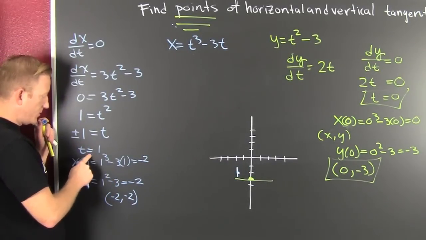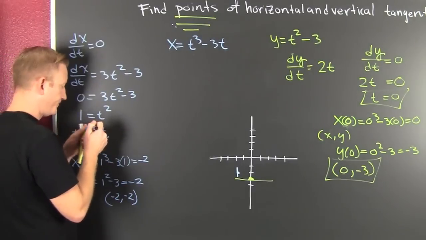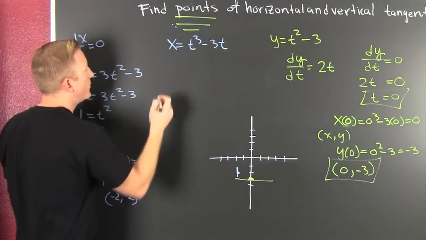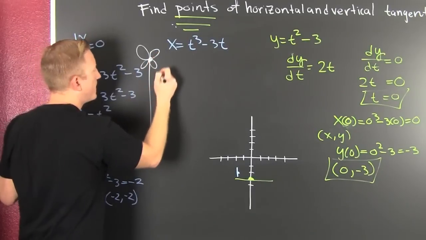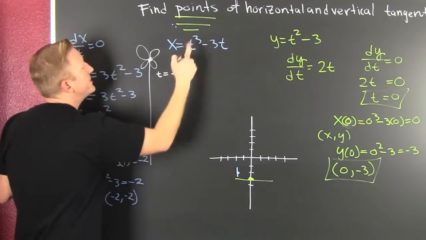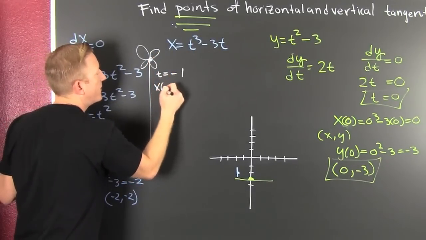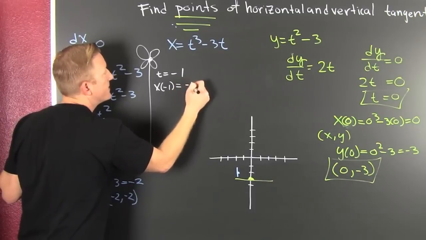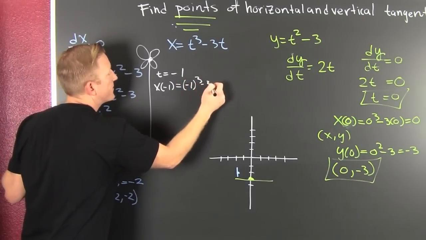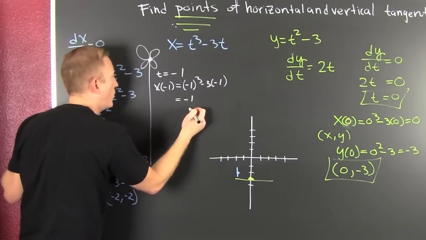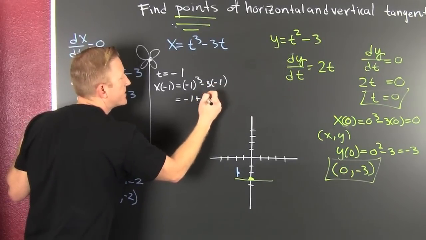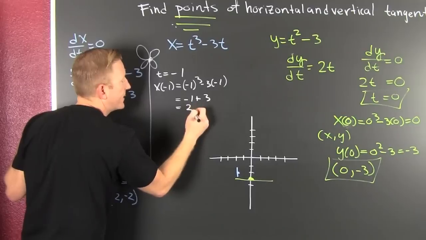When t is equal to a minus 1. When t is equal to a minus 1, x of minus 1 is a minus 1 to the third minus 3 times a minus 1. Minus 1 to the third is a minus 1. All right. Minus and minus make plus 3, and we see that's going to be 2.